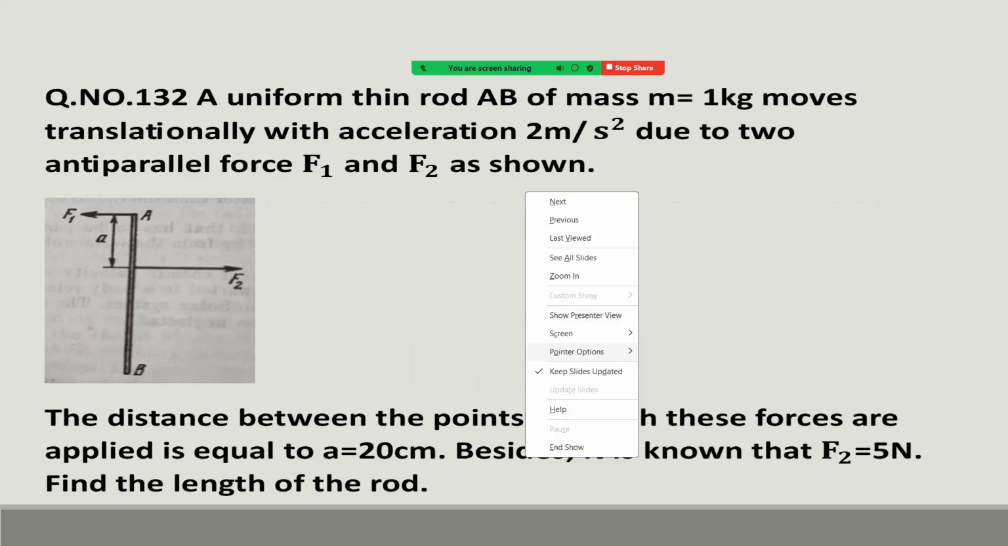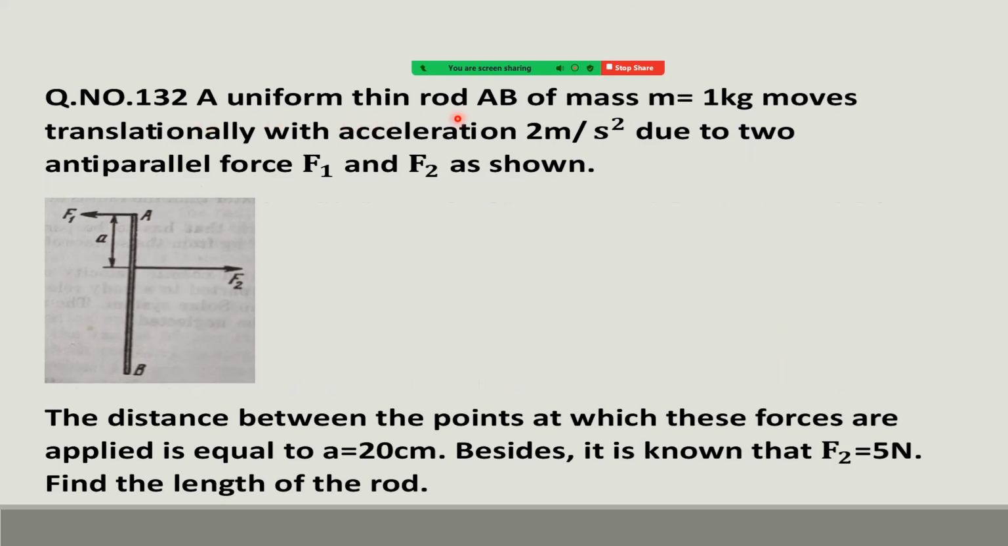See the question given. A uniform thin rod AB of mass 1 kg moves translationally with acceleration 2 meter per second square due to two anti-parallel forces F1 and F2 as shown. The distance between the points at which these forces are applied is equal to 20 centimeter. Besides, it is known that F2 equal to 5 Newton. Find the length of the rod.